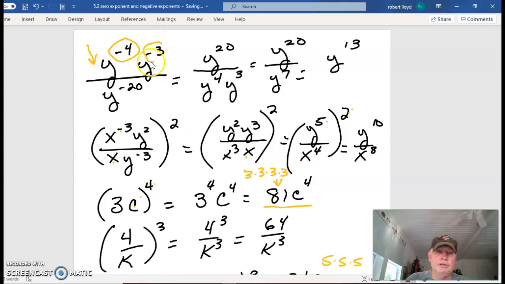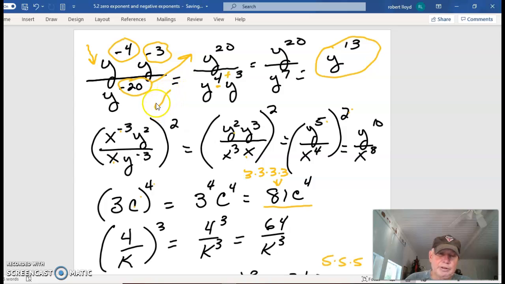we've got all negative exponents, so they all have to be changed. So the negative 20 goes up and becomes positive 20. The negative 4 and the negative 3 come down to be positive. So then we're left with y to the 20th. Here we're multiplying. So we add the 4 and the 3 for 7. Now we're dividing, so we subtract. And our final answer is y to the 13th.